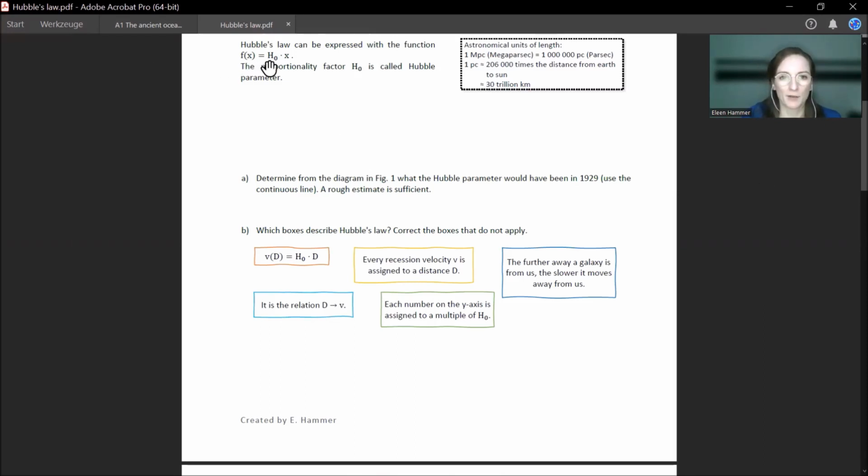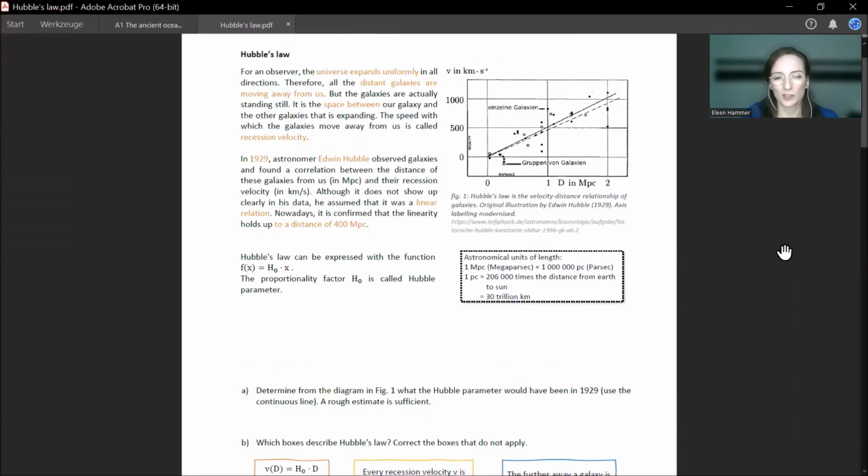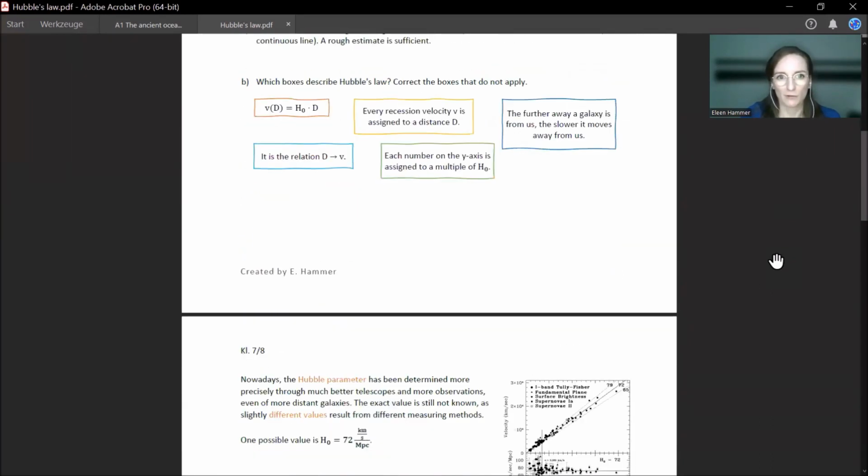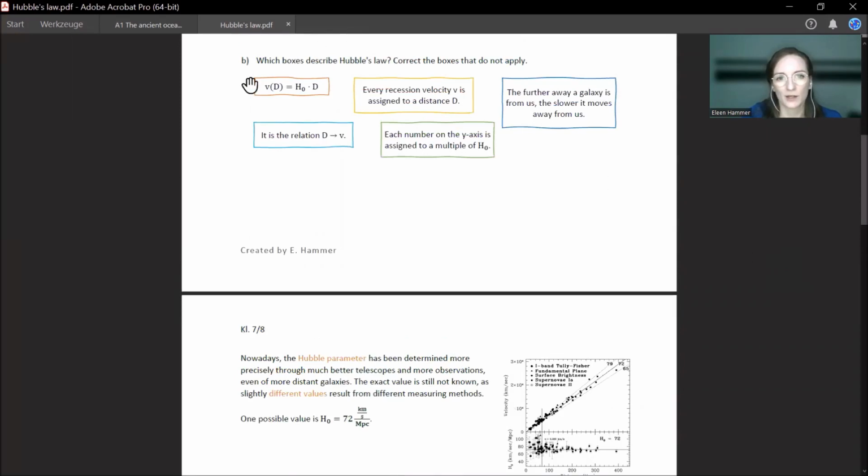I also already gave them the actual function in mathematical terms and told them this, H0, is actually called the Hubble parameter. What I didn't tell them here in this introduction is what the Hubble law itself actually is or what it means. That's what I think they should find out by themselves by interpreting this graph. And that's what they do here in subproblem B. They have boxes and they need to check if they're right. And if not, they have to correct them.